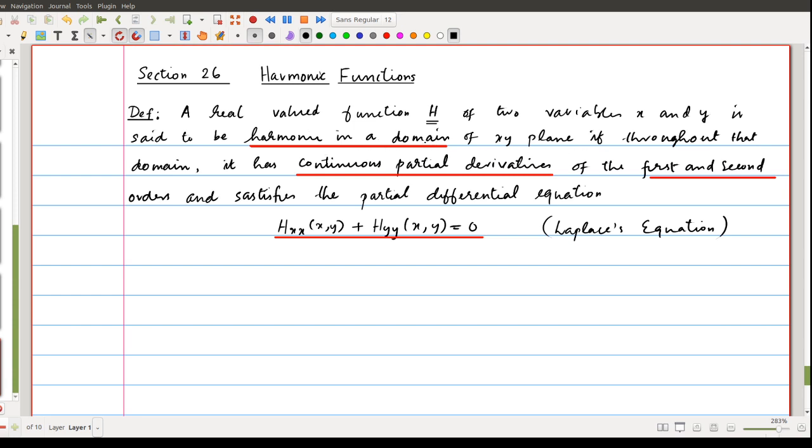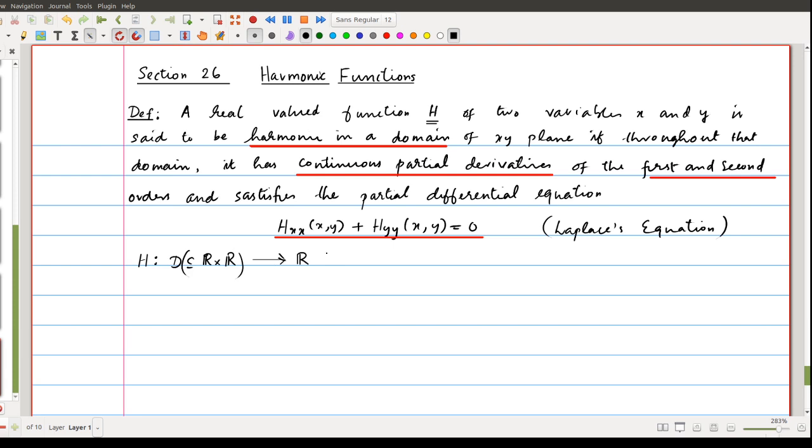In a domain, meaning in a subset of the xy plane, if throughout that domain it has continuous partial derivatives of the first and second order and satisfies the partial differential equation hxx of xy plus hyy of xy equal to 0. That is, if h is a function from a subset D of the xy plane, a subset of R cross R, to R.